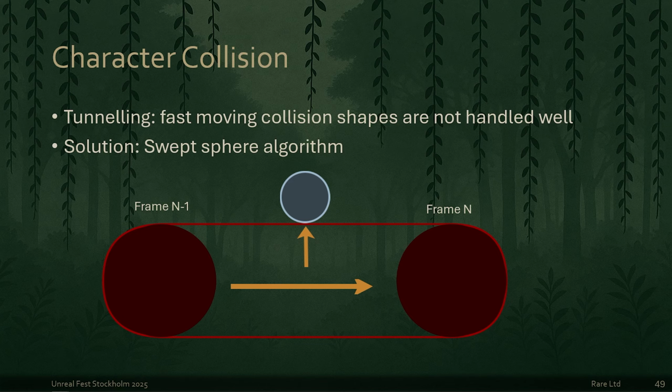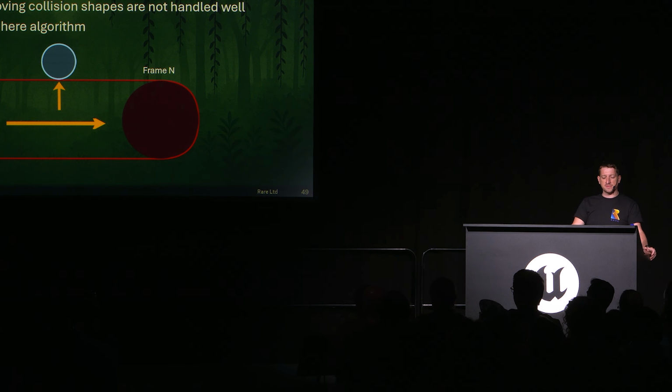It doesn't actually matter how fast the sphere moves over the duration of one frame. We'll always be able to cover the entire volume it has moved between the two frames. Other collision shapes can be handled as well, of course, although they're not quite as straightforward to implement.